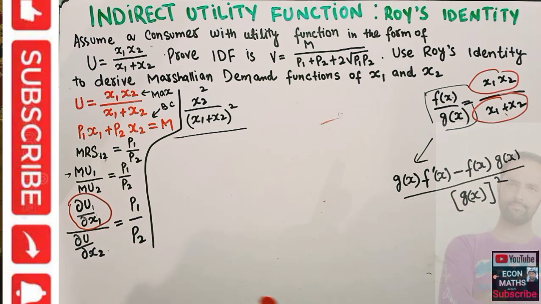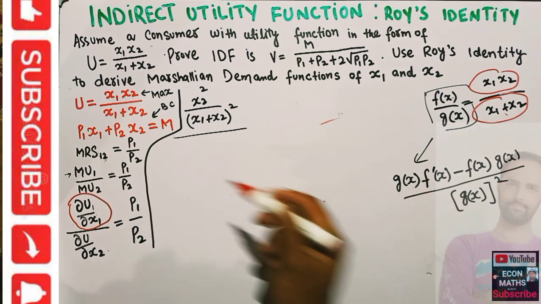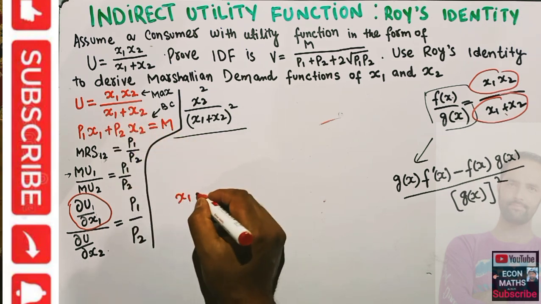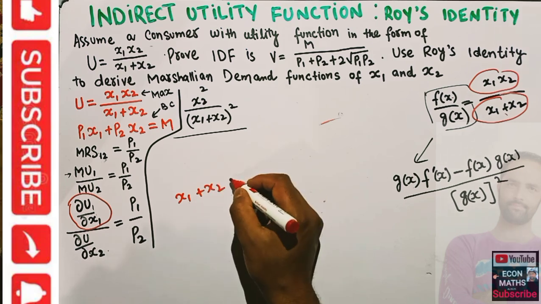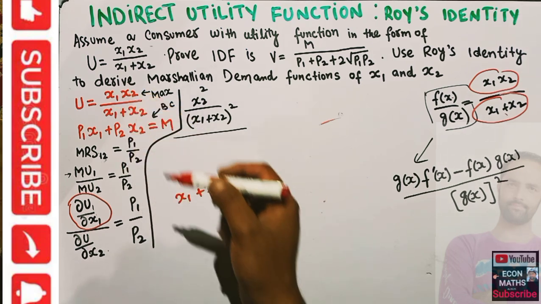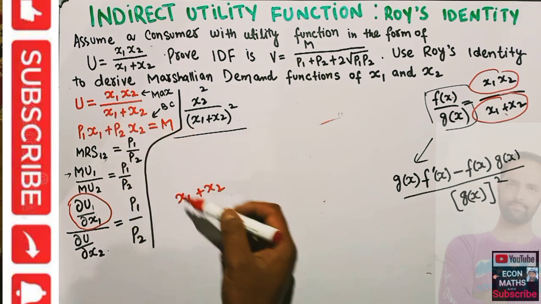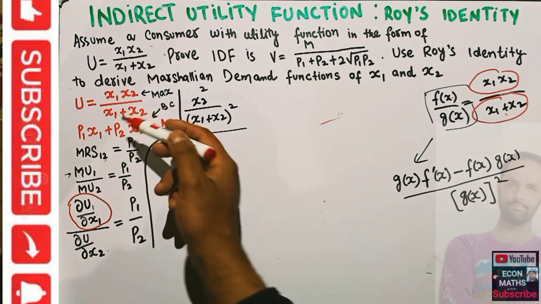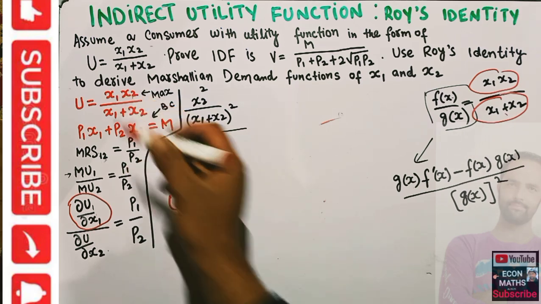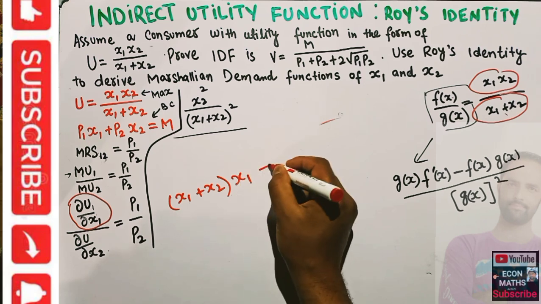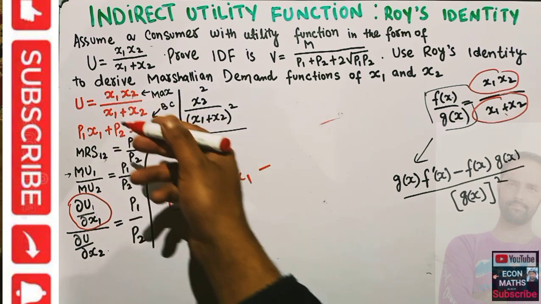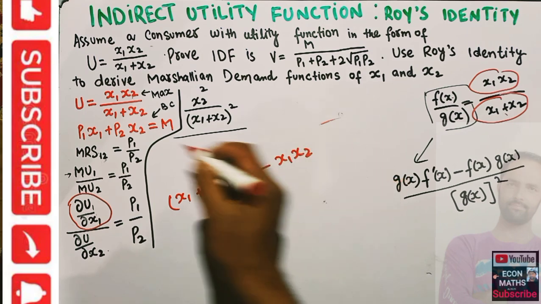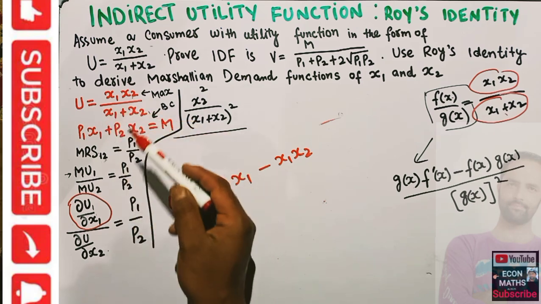Okay, same stuff we will apply, which is we first write the denominator function, which is x1 plus x2, and take the derivative of the numerator function. So the derivative with respect to x2 will be 1, so we are left with x1, minus, then we write the numerator x1 x2, and take the derivative of the denominator function with respect to x2.